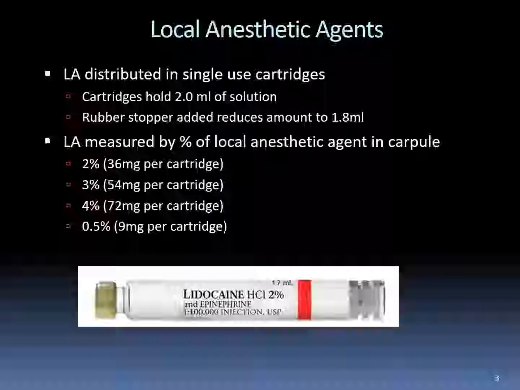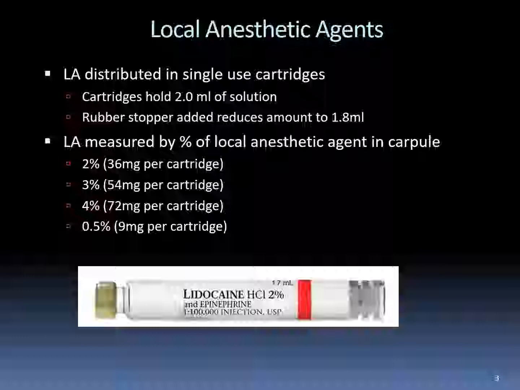Local anesthetic agents are distributed in single-use dosages. These cartridges hold 2.0 milliliters of solution. The addition of the rubber stopper reduces this amount to 1.8. Current dosages in these cartridges have been reduced even further to 1.7 milliliters of solution. However, we will continue to do our mathematics on 1.8 milliliters.